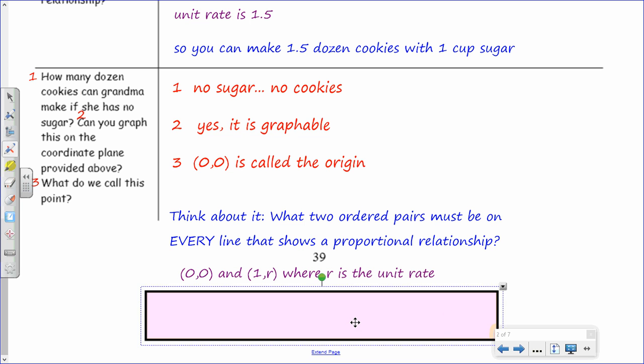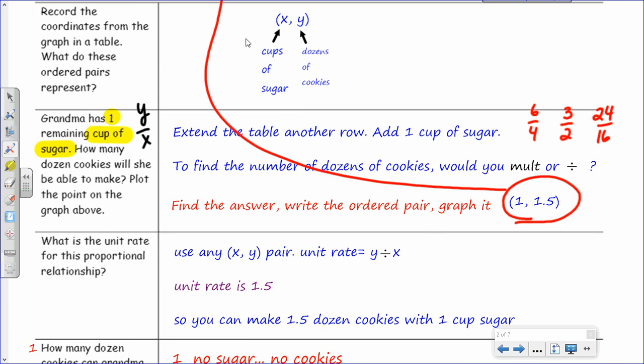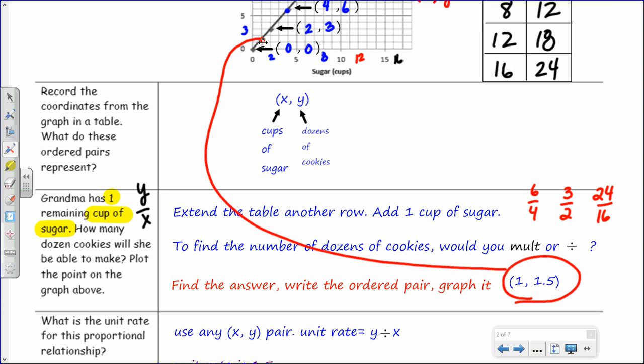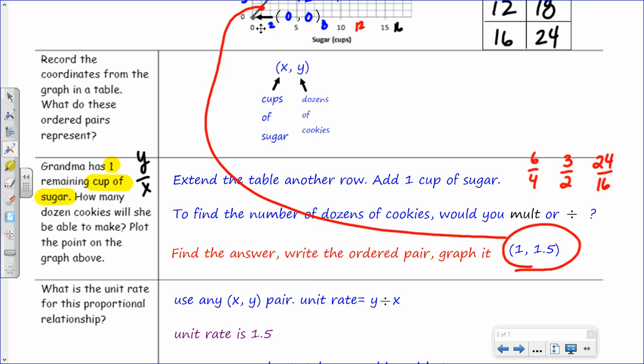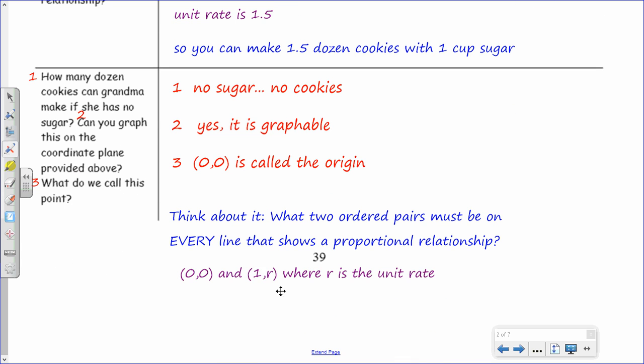Okay, so for every line that we have, if it's proportional, you'll see 0, 0. There will also be the unit rate. Even though when there was 1 cup of sugar, it wasn't a whole number for the dozens of cookies, it still exists on there. There's always the number 1, whether it's right here on the line, or even if it goes up by 2 or 4, it's still on there. So when x is 1, it is still going to be a point, whether it's a nice neat point easy to see, or a fraction or decimal that's not exactly on a line.